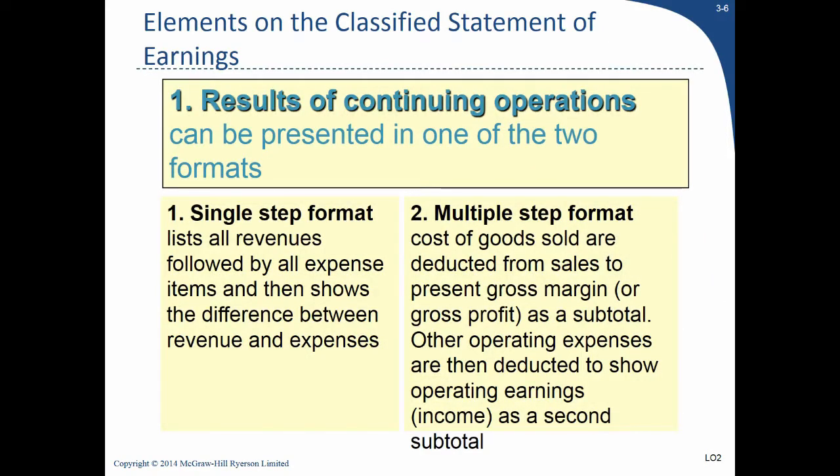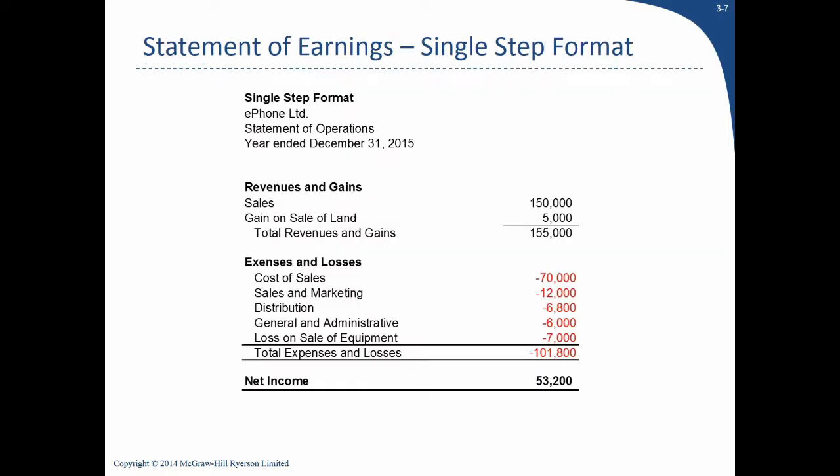Okay, there's 2 ways to show your results of continuing operations: single step and multi-step. I'll show you some examples. This is the single step example. Very simple. We show revenues and gains first, then we show expenses.